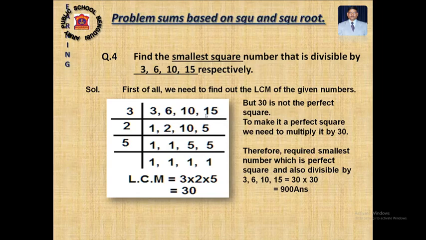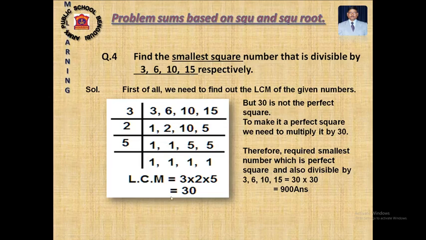the smallest square number which is divisible by 3, 6, 10 and 15. Understood or not? Again I am repeating this type of question. We have to find the smallest square number, and also that number will be divisible by 3, 6, 10, 15. The first work will be to find the LCM of the given numbers. So when we perform LCM, I am getting 30. What is the LCM? Lowest common multiple.